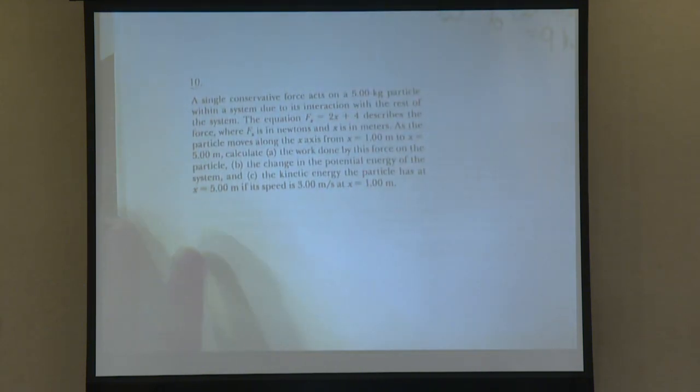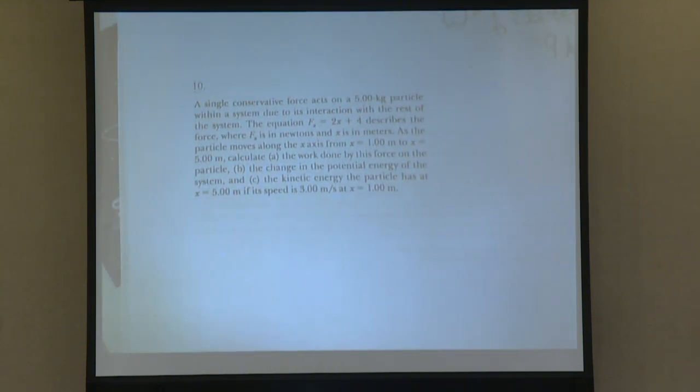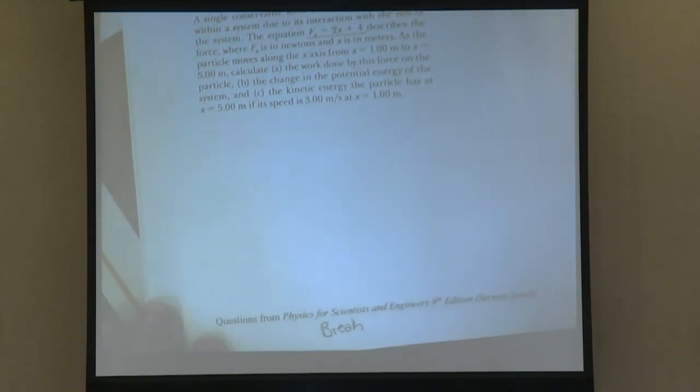Number 10: a single conservative force acts on a 5-kilogram particle within a system due to its interaction with the rest of the system. So this F of x is going to describe the force, and it's in newtons. X is in meters. So the particle is moving from 1 to 5. What we want to do is calculate the work done again, and then also the change in potential energy and the change in kinetic energy.